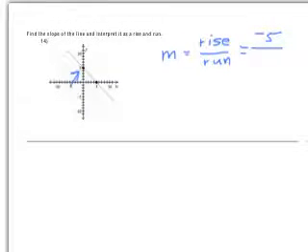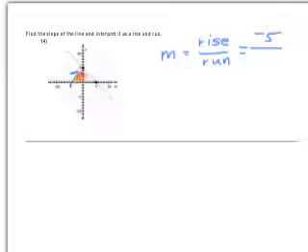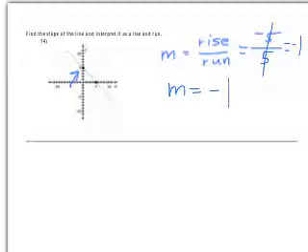Alright, the run: 1, 2, 3, 4, 5. The run is 5. So negative 5 divided by 5 is a negative 1. So m equals negative 1.